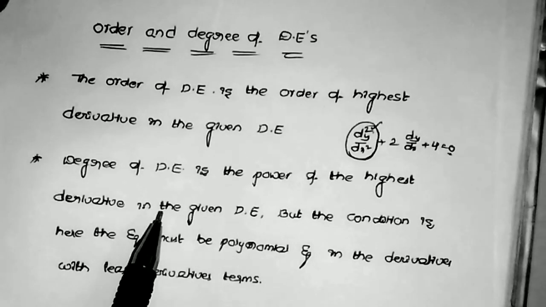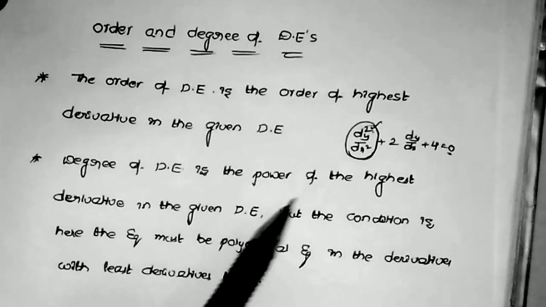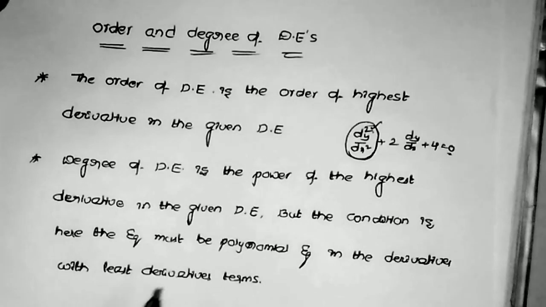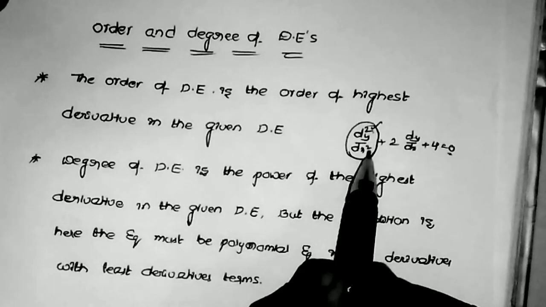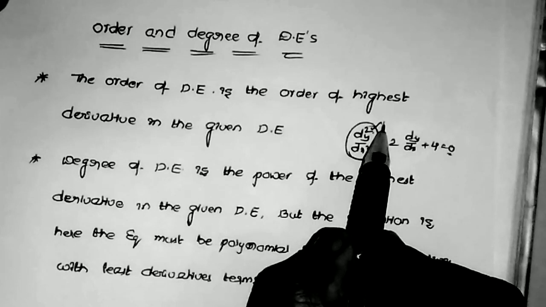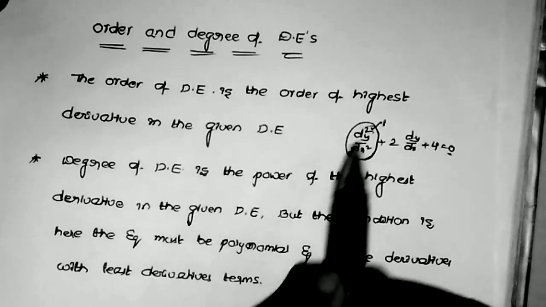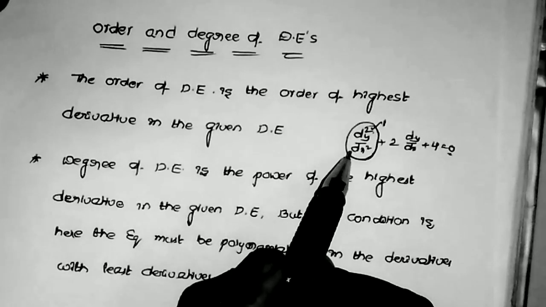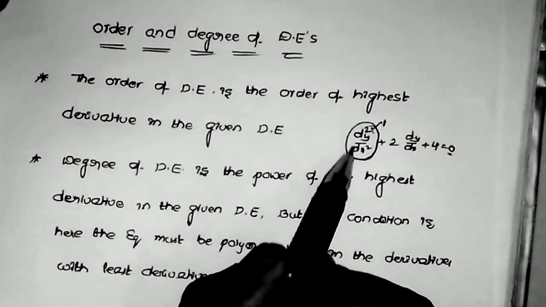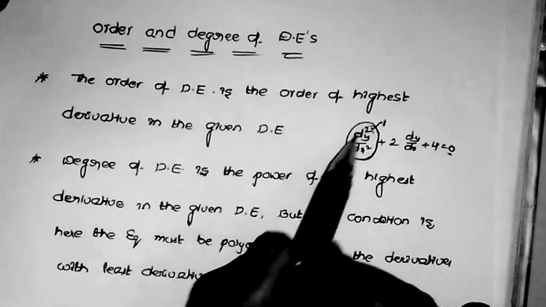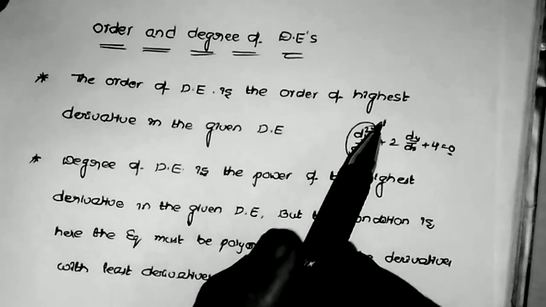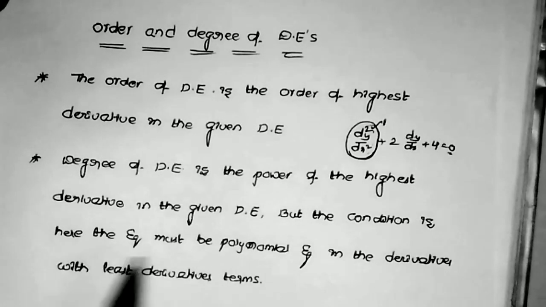And degree of the differential equation means the power of the highest derivative. So see here, d square y by dx square, there is no power to this term, means here we have the power 1. So degree is equal to 1. Order means order of the highest derivative, and degree means power of the highest derivative term. That is called the degree of the differential equation.